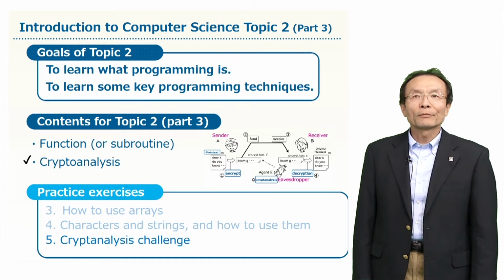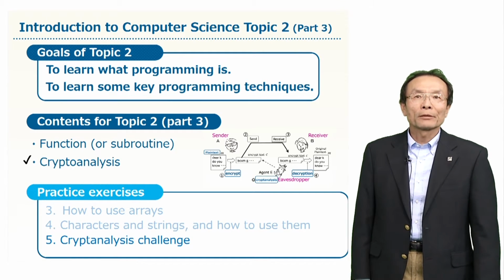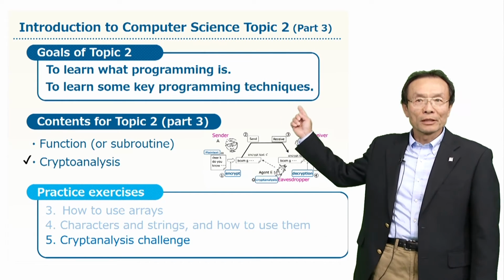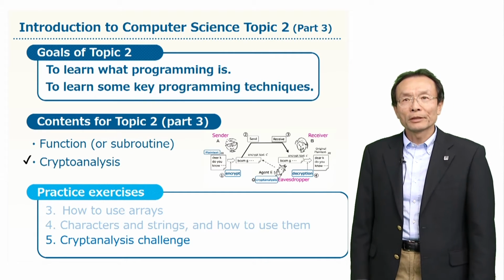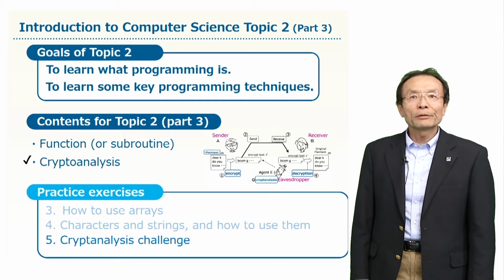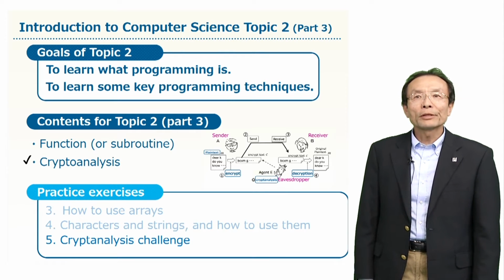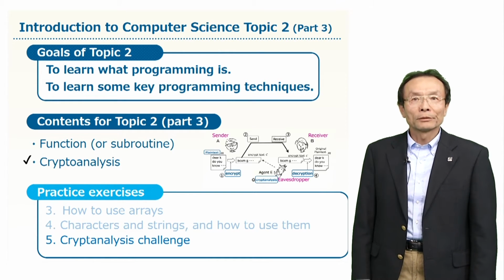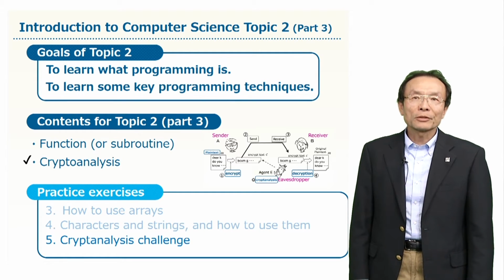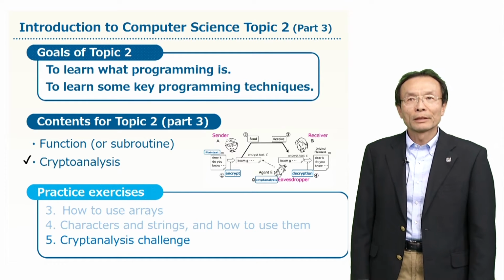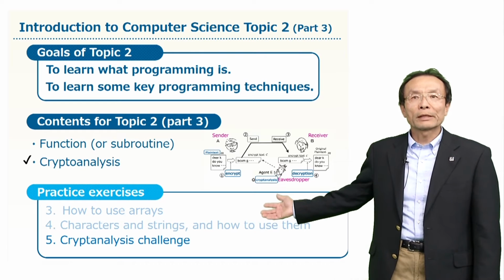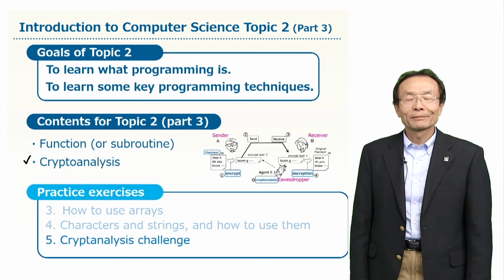As a second item of part 3, let's try cryptanalysis. The goal of topic 2 is to learn key programming techniques, and we have learned major techniques. So for reviewing these techniques, why don't we try our hand at making a program for cryptanalysis? In this lecture, we discuss the basic idea and outline of the program. Then the details will be explained in our practice exercise.